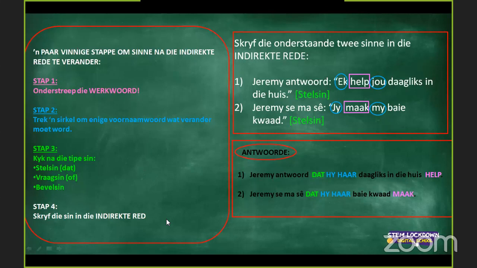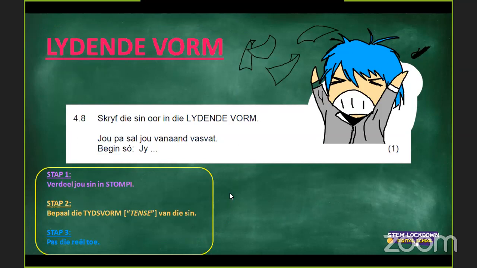Then yesterday I said we were going to have a look at Lydende vorm and do this in detail. Now, I know Lydende vorm sometimes you find quite difficult, but let's have a look. There are also steps in the Lydende vorm, and once you grasp all these language steps, it would be so much easier to approach section C of paper 1. So, hierdie sinnetjie sê, die vraag sê, skryf die sin oor in die Lydende vorm. Jou pa sal jou vanaand vasvat.